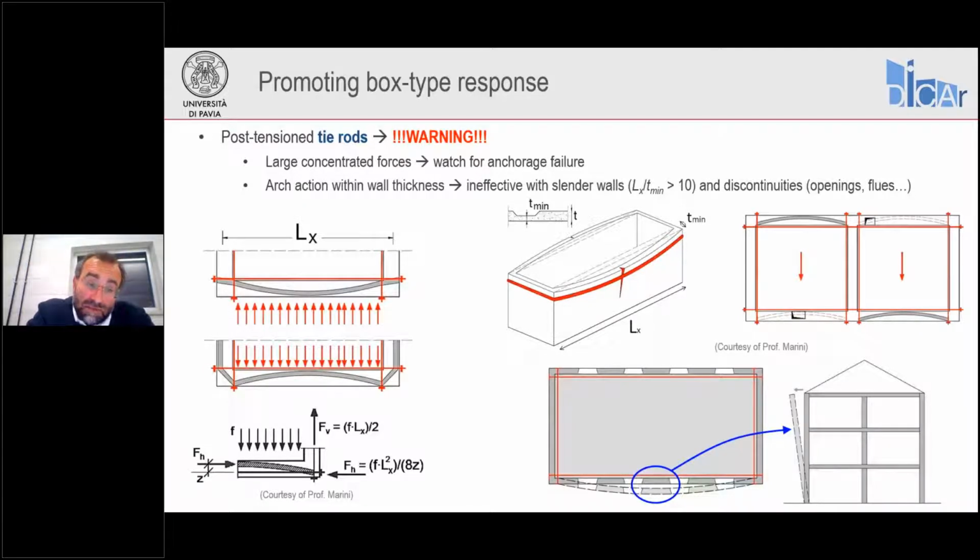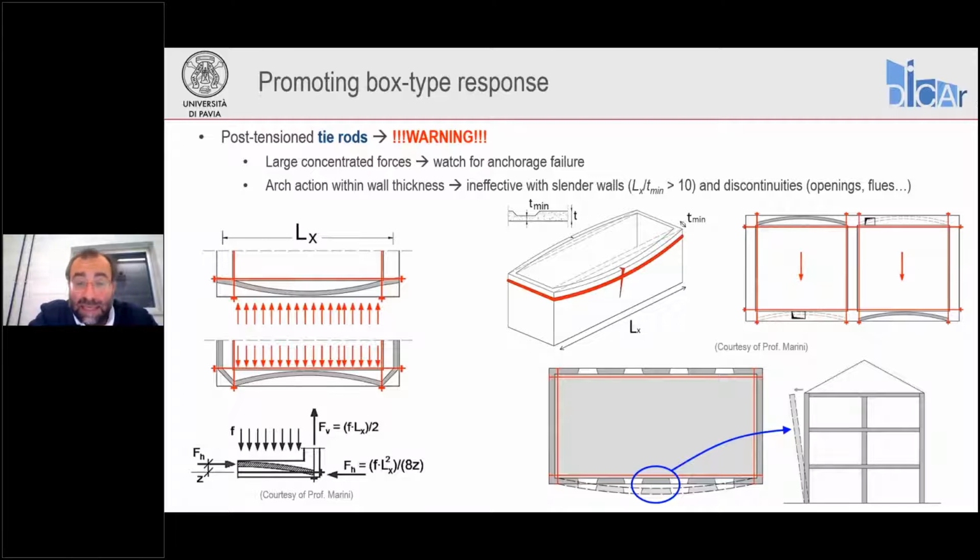Then we need to consider that for the tie rod system to work, an arch action develops within the masonry thickness. Here on the left-hand side, we are looking at the horizontal section, so it's a plan view of the system. You see in gray highlighted the arch that is forming within the wall. Now, for this arch to be effective, the ratio between the sag and the span should be convenient. We cannot have too large a span compared to the sag of the arch.